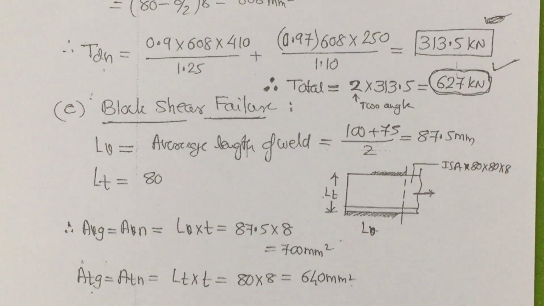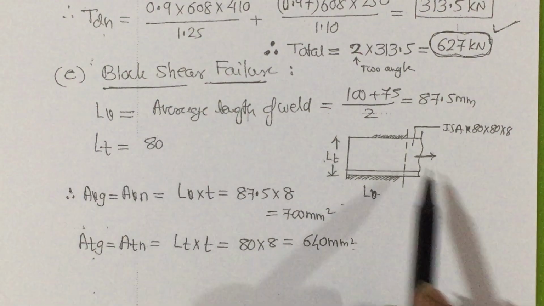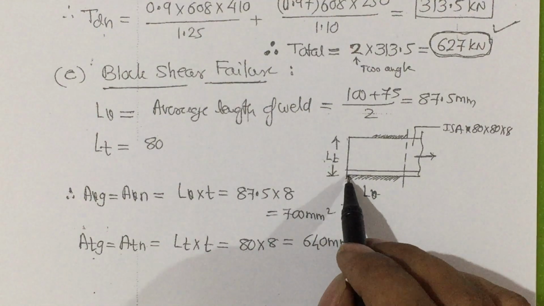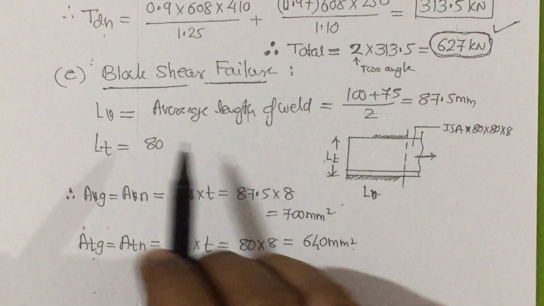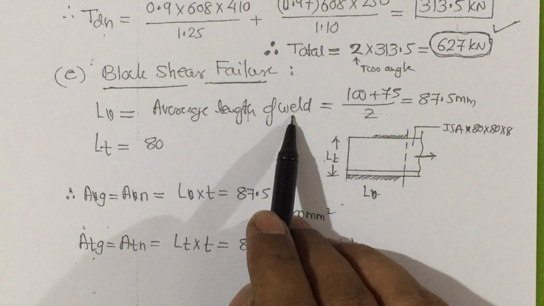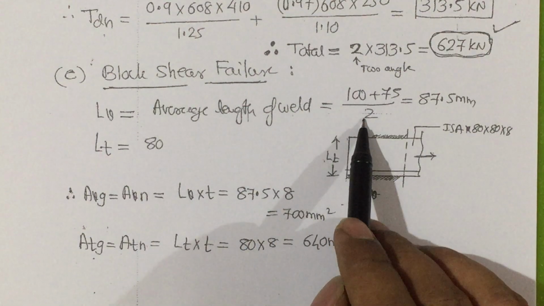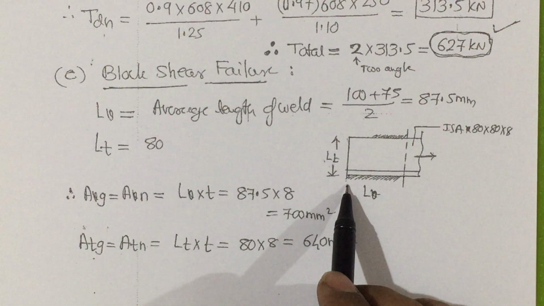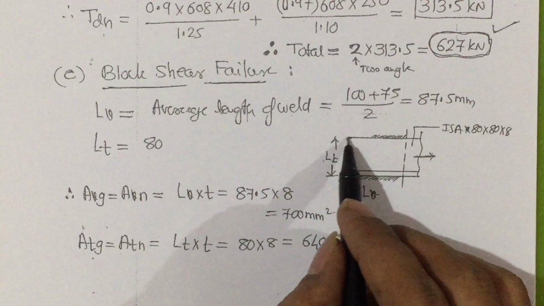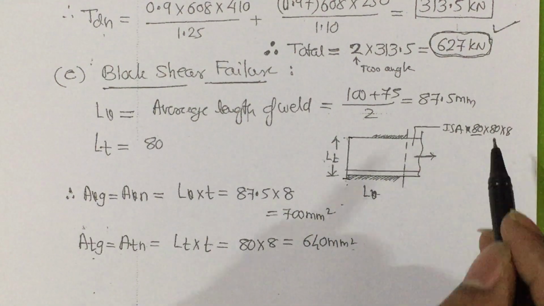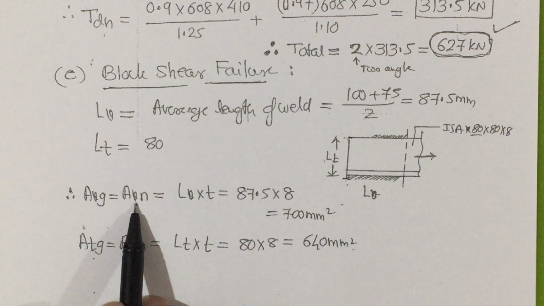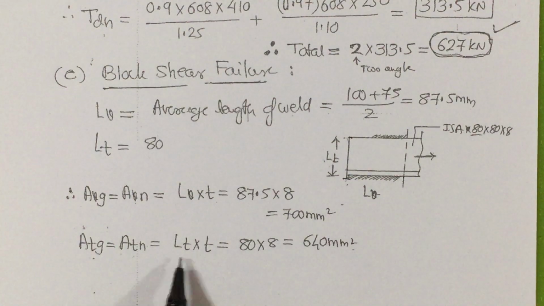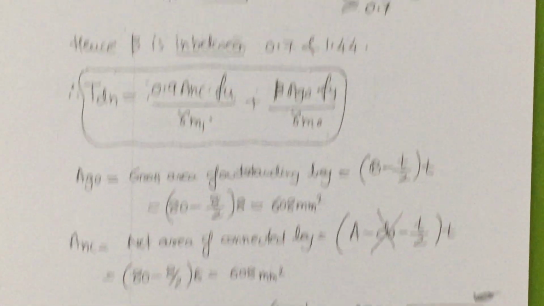Then the third step, block shear. For this block shear, we have LT and LV. LV is the average length of the weld, that is given by 100 plus 75 by 2, 87.5 mm. LT is 80 mm, that is one leg length. Then AVG is equal to AVN, that is equal to LV into T. Then ATG is equal to ATN, that is given by LT into T.